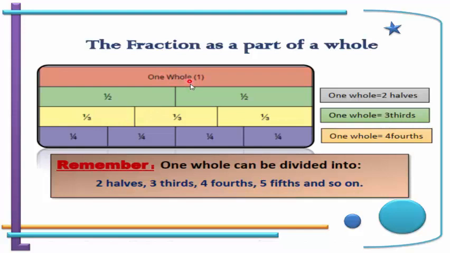If we divide one whole into 4 equal parts, each one is called fourth or quarter. One whole equals 4/4 or 4 quarters. Remember, one whole can be divided into 2 halves, 3/3, 4/4, 5/5, and so on.